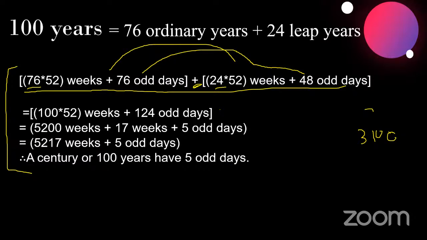Anyhow, you will be getting 5. Yes, ma'am. Ma'am, can you tell one time how to find the ordinary years? How to find the ordinary year? The ordinary year is nothing but we are just calculating how many leap years. Normal year is called as, ma'am.